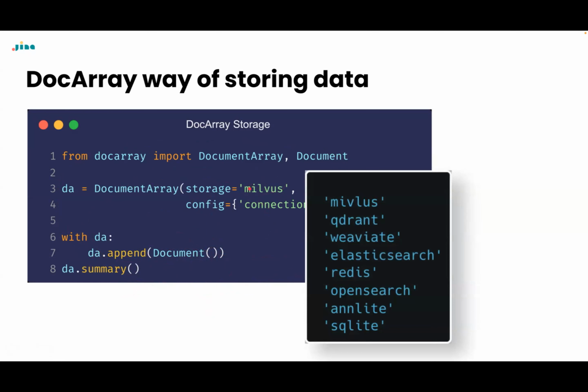But not only Milvus. Here you can just switch the storage to Qdrant, Weaviate, Elasticsearch, Redis, OpenSearch, AnnLite, and even SQLite. Even though SQLite is not a vector database, it is fun to put it here, just to show you how it works universally against all the storage backends. By the way, if you use SQLite as the storage backend, the underlying nearest neighbor search will fall back to exhaustive search.